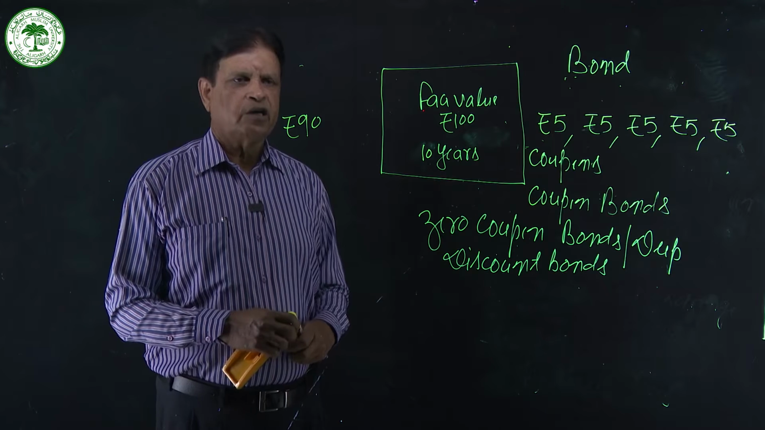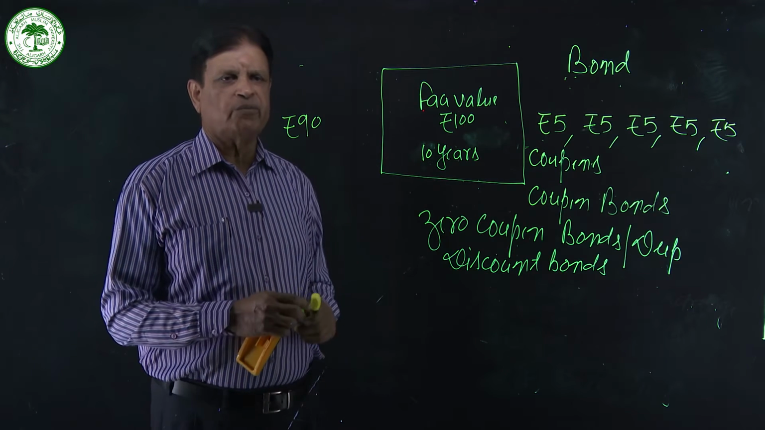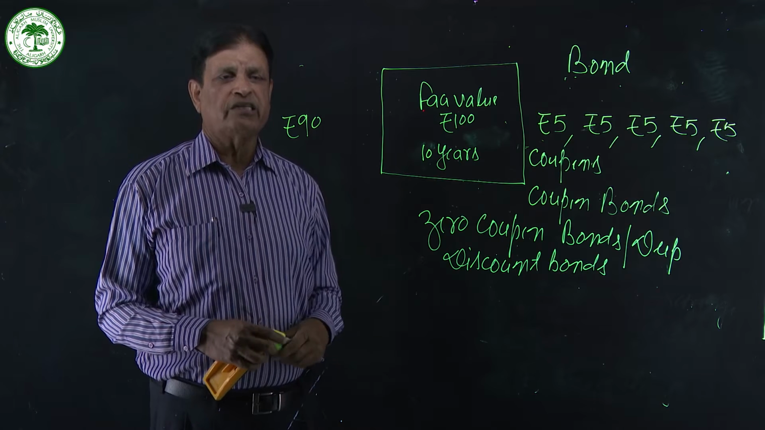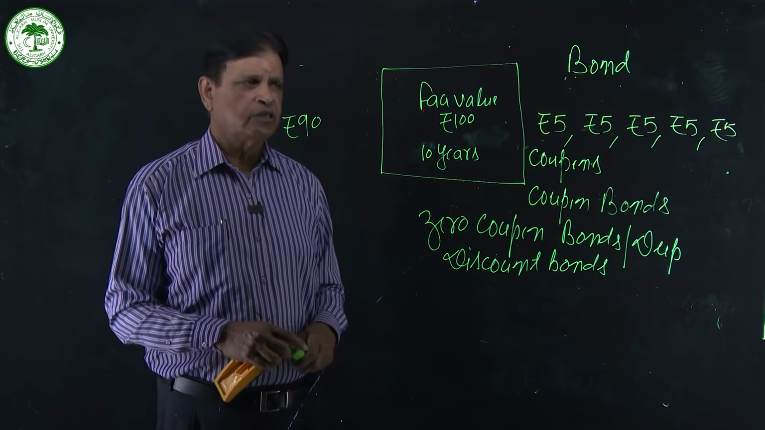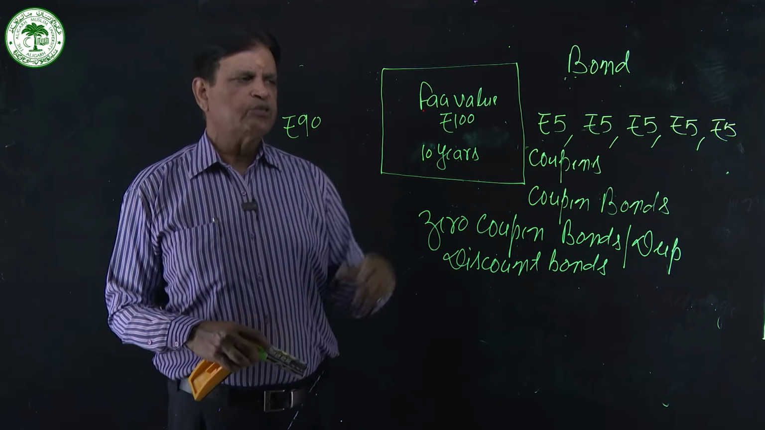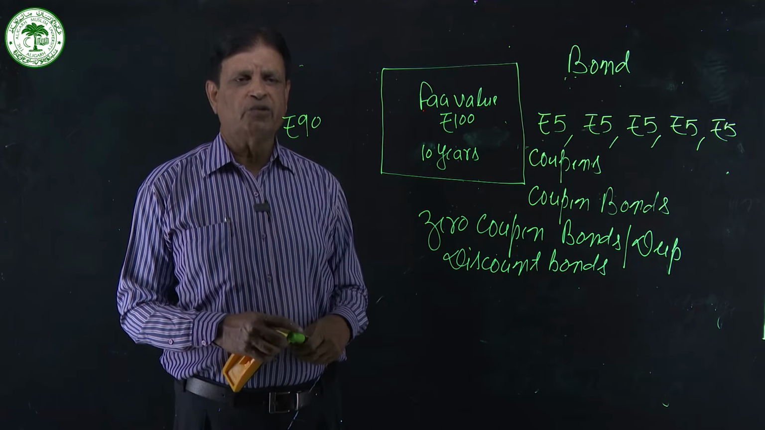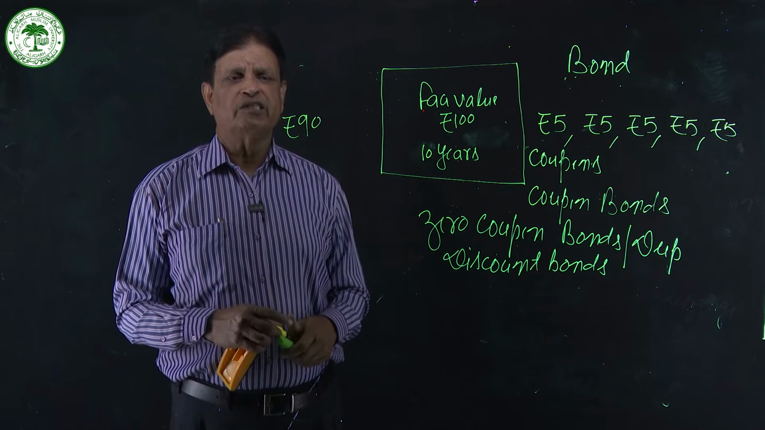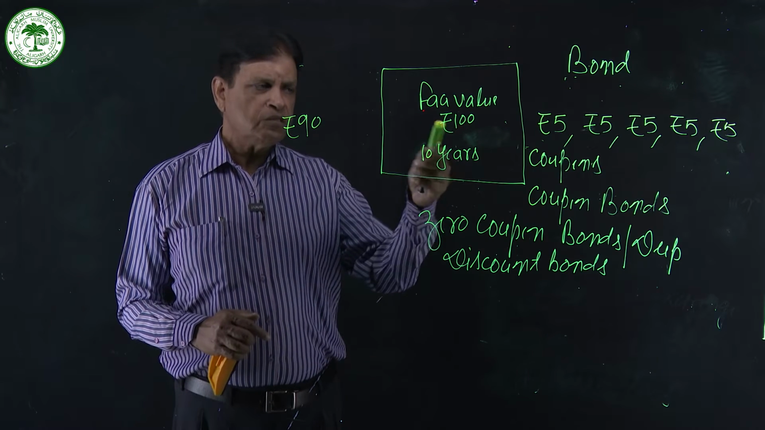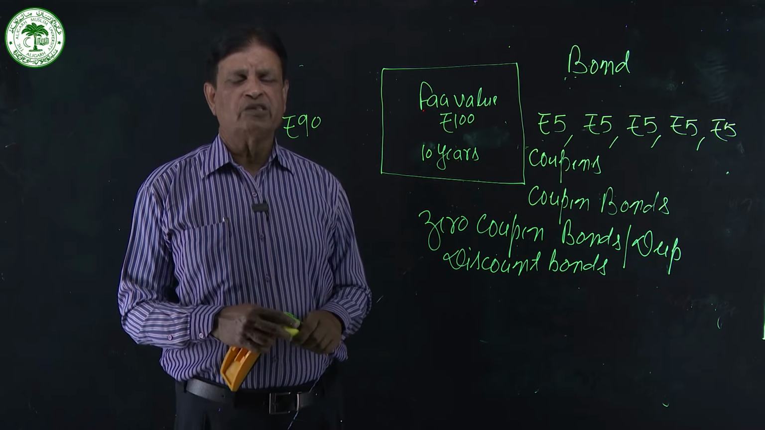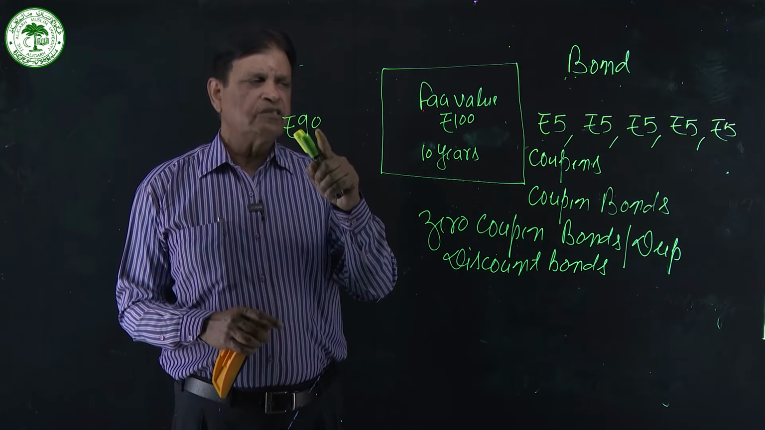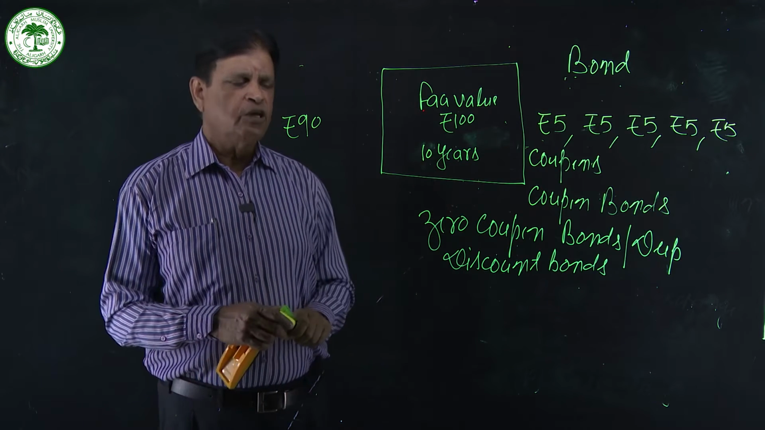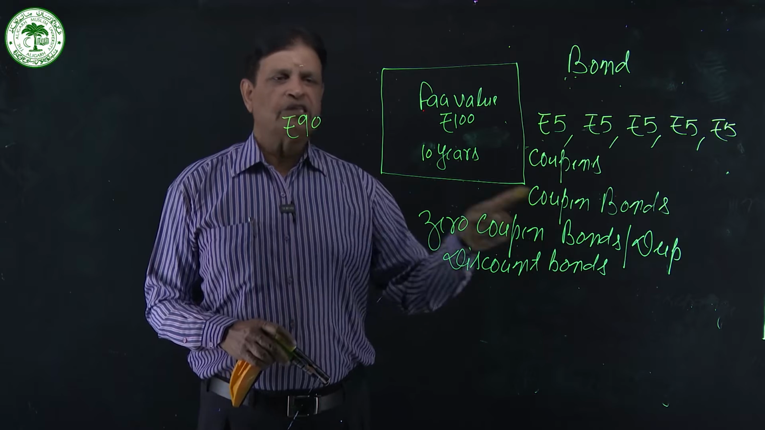Now the rupees 90 is the present value of the bond, and this rupees 100 is the future value of the bond, that is the value of the bond after 10 years. At what rate should this future value be discounted so that we have this present value of rupees 90? That is what we call the rate of discount. Since this discounting has to be done over a long period of time, that is 10 years, we call it a deep discount bond.